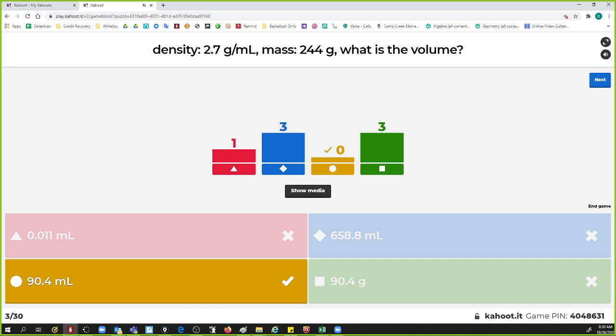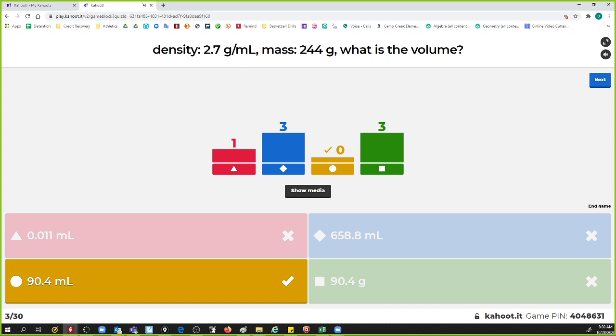Why? Because they want to know what is the volume. And look at the unit. It's grams. That's a mass. So you know it can't even be that. So we're looking at only milliliters. But then look at the number, 90.4. Look at the other number that ended up being the answer, 90.4.